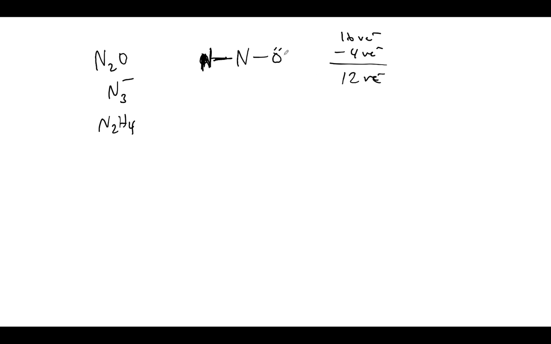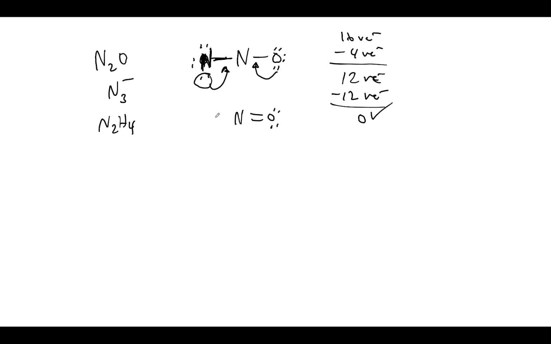12 valence electrons, so 1, 2, 3, 4, 5, 6, 7, 8, 9, 10, 11, 12. So we've taken care of all of our valence electrons, which is really great. But now, of course, we notice that this N in the center doesn't have a full octet. So one of the things we can do is borrow a pair of electrons here and make a double bond. That's one way that we can do this. And then we can also borrow this pair of electrons and make a double bond there, such that we get something that looks like this.